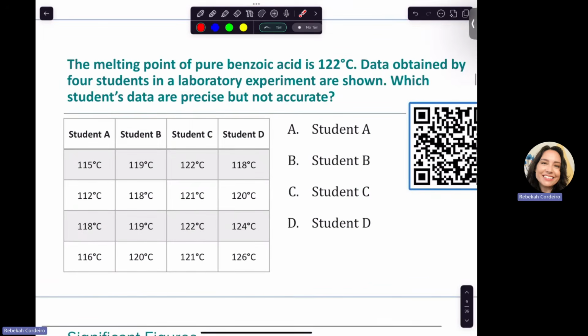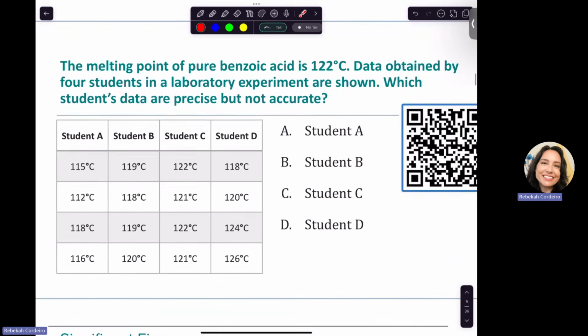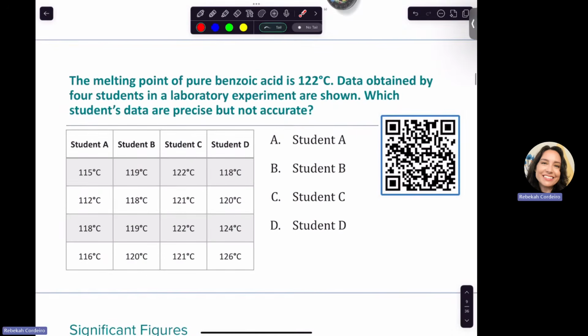So let's look at these data real quick. We sometimes do this in class, but we also may not have time to do this in class. Which student shows precise but not accurate if the actual answer is 122? Pause and then think about it.